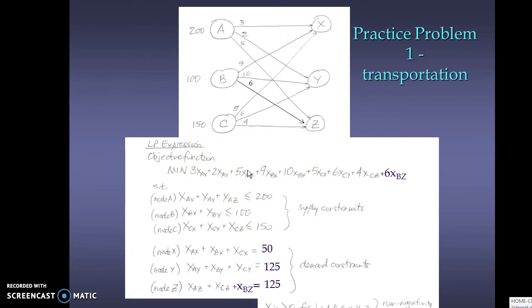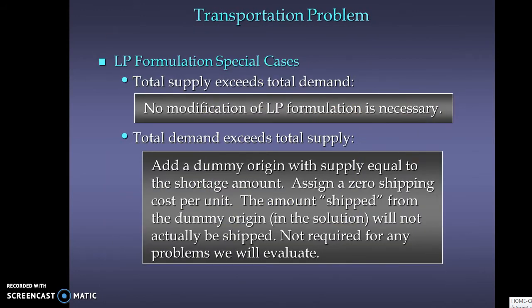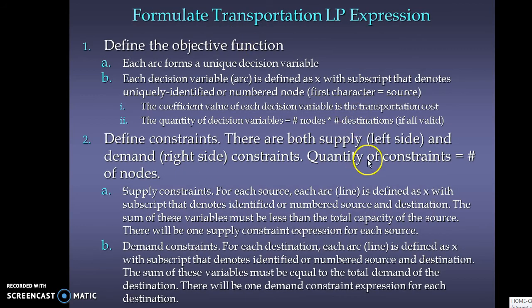Remember what I told you previously, Chapter 2, how many decision variables can we solve simultaneously using graphical methods? Only 2. Well, we have 9. That's why we need to use computer solutions. Okay, now let's define the constraints. So, how did I tell you to define the constraints? There are supply constraints and demand constraints. The number of those constraints is equal to the number of nodes.